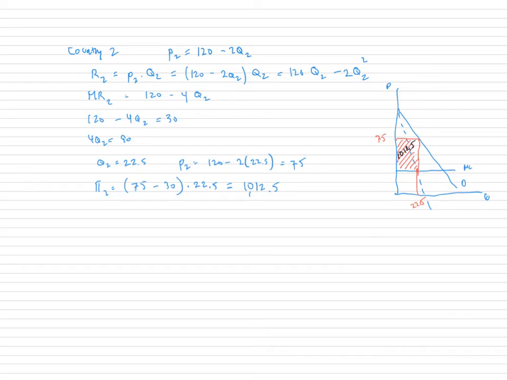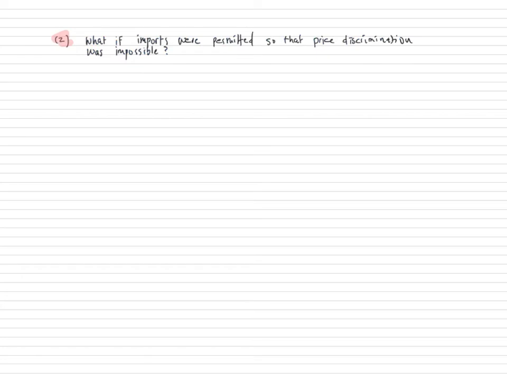All right, so those are the questions. I want to do another one here. What if imports were permitted, so we could not price discriminate? So I'm going to go to the next slide to look at that one. All right, so if imports were permitted, then if there is no transaction cost or transportation cost, we cannot price discriminate as a monopolist, because then you could buy the good in the cheap country and then just sell it in the expensive country.